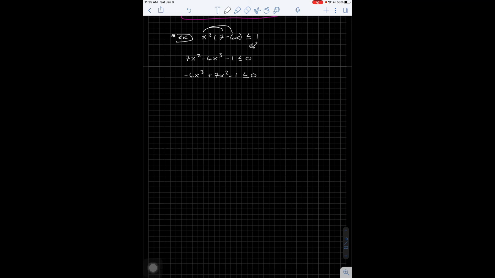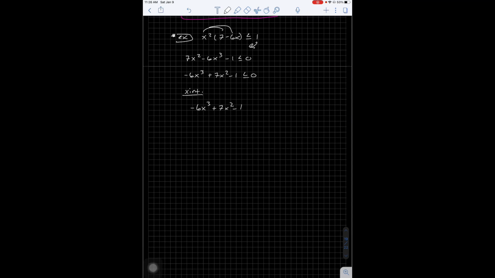And now I need to find critical points. Critical points are x-intercepts. These things aren't undefined anywhere because there's no fractions. So all I'm really interested in is, where are the x-intercepts? Those are potential places where this function would change sign. So in order to get the x-intercepts, I have to set it equal to 0, and that means I have to factor.